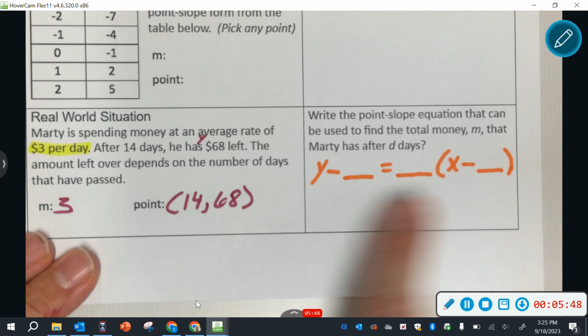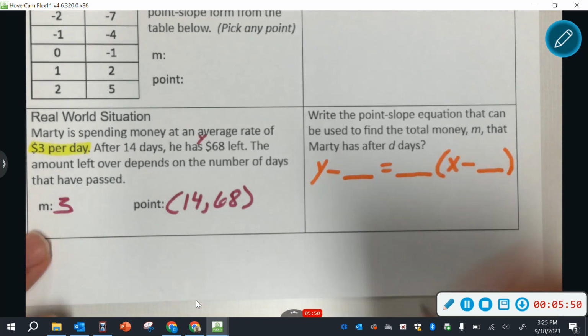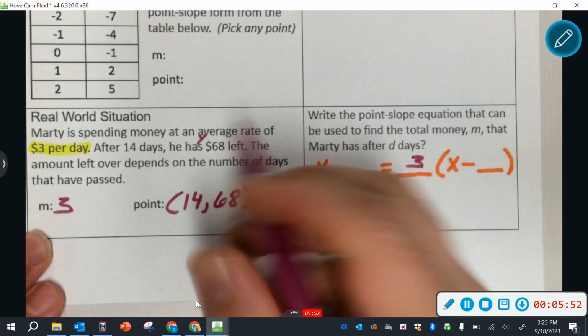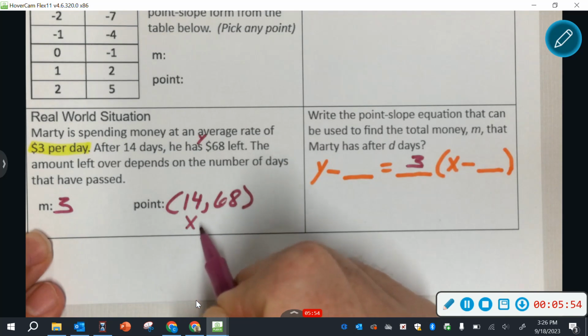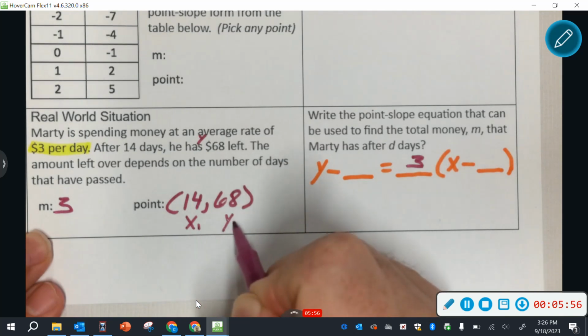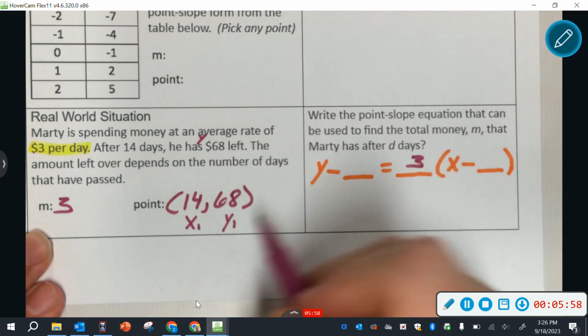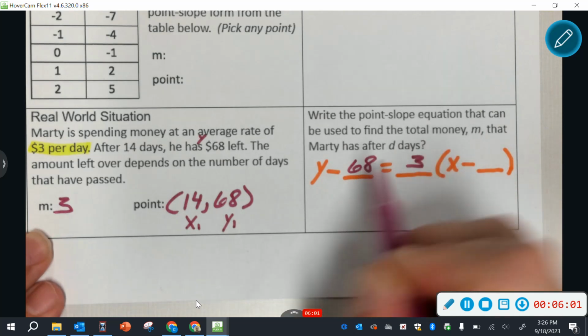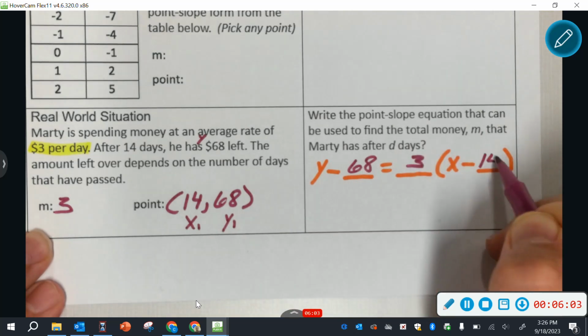Alright, so now we just plug this in. So slope is going to go here. And then this is going to be x sub 1. This is going to be y sub 1. So we're just going to go 68. And we're going to go 14.